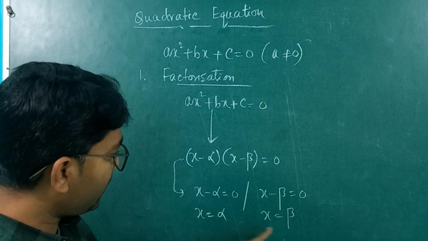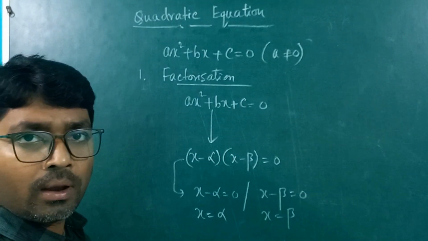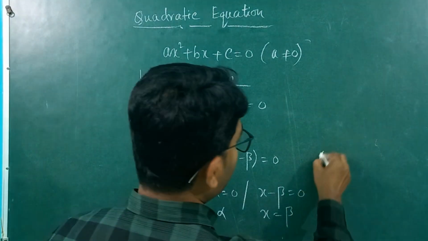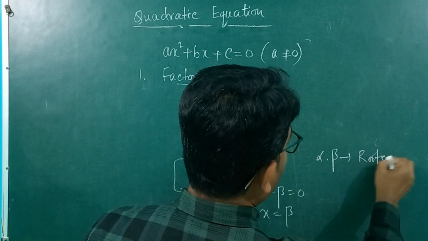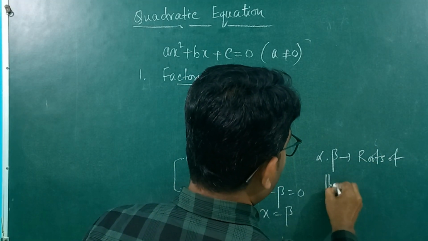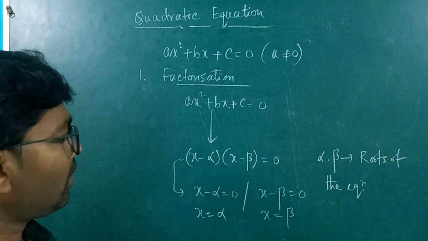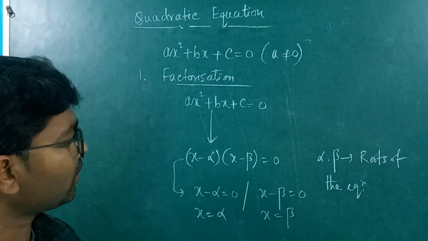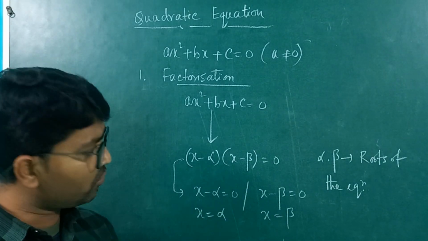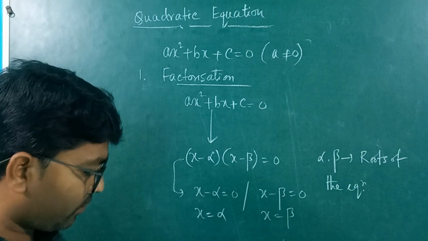So here alpha and beta will be the solutions of this equation, and we say alpha and beta are the roots of the equation. Alpha and beta are the roots of the quadratic equation. As it is a quadratic equation, you can get at most two roots, maximum two roots.